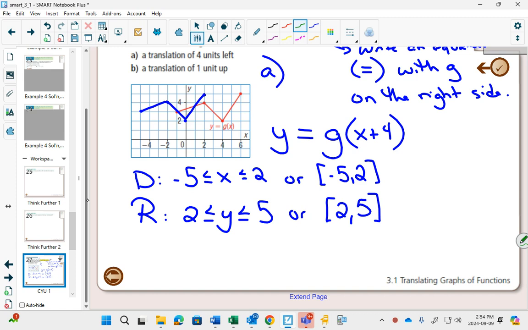Part B, switch colors again here in B. Now we're going 1 unit up. I sort of have in my memory what we need to do, so I know we need to graph it. There's 1 unit up. I know we need to write the equation in terms of g, and this time it's going to be outside the function, so we would take our regular graph g of x and add 1.